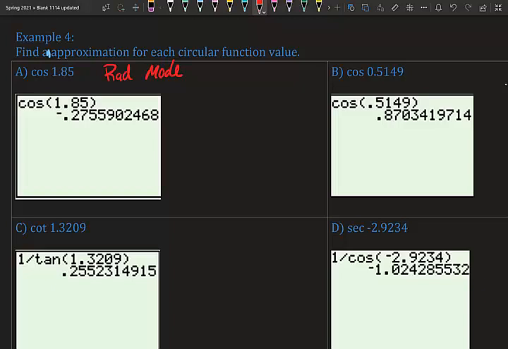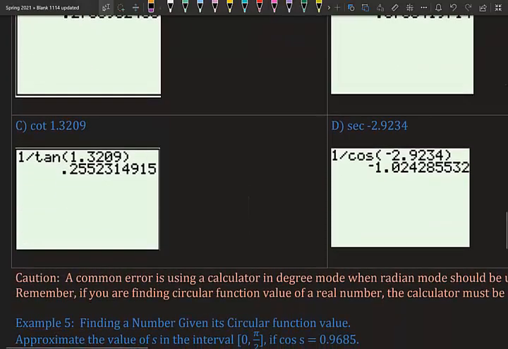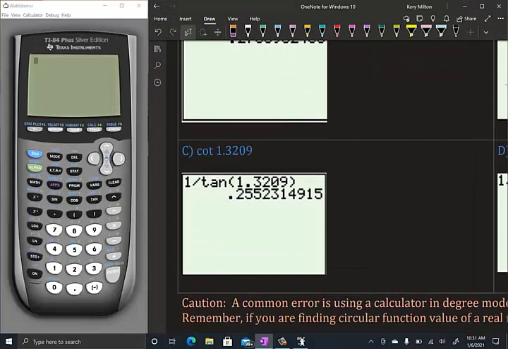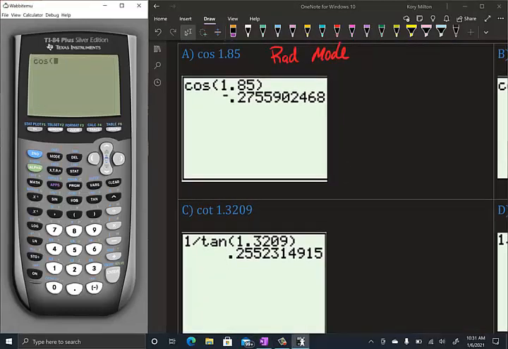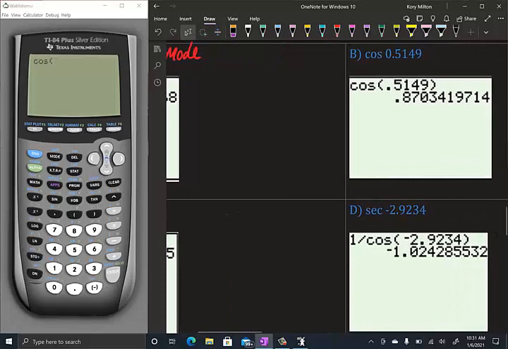So the first two I'm not going to do with you because it's just pressing the button. It's literally pressing cosine 1.85. But C and D I'm going to do with you and kind of explain a little more about those. Alright, so we want to make sure we're in radian mode. Okay, we're in radian mode, so we're good there. So for the first two, you just literally press cosine and type in the number, and that's it.